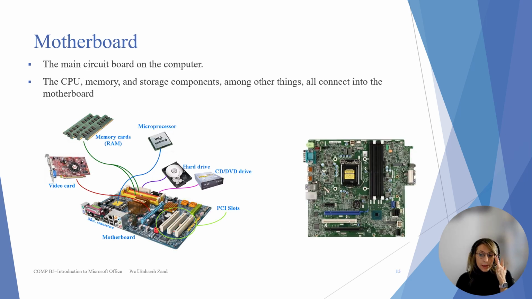Okay, the main circuit board on the computer is called the motherboard. The motherboard is where many of the hardware components of the computer are installed, such as the CPU, memory cards, and video cards. Looking at these two pictures of the motherboard, on the left side you can see the CPU that we covered earlier. These are RAM, memory cards. Here you can see the hard drive installed on it.